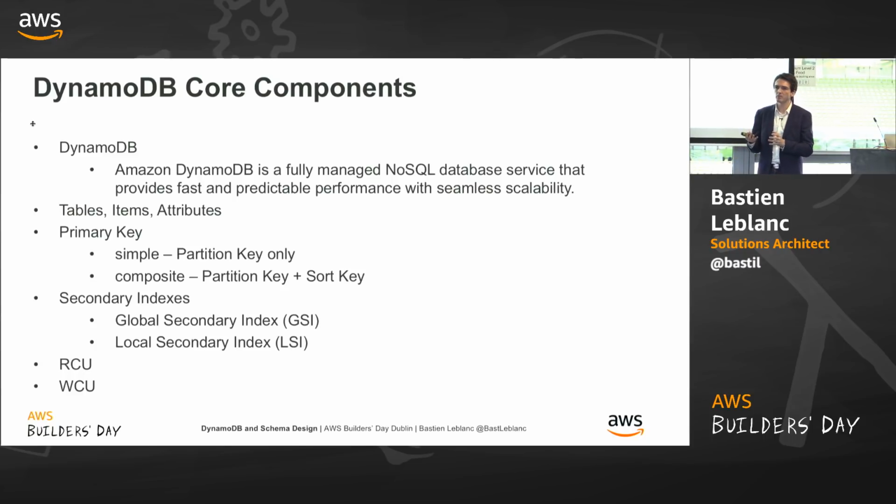One of the core principles is that one good application, one good design, usually has only one table for your whole application. That's very different from what we see in relational. This table has a primary key. The primary key can be simple, a primary key only. In this case, it has to be unique because that's how you identify your item. Or it can be a composite of a partition key and a sort key.